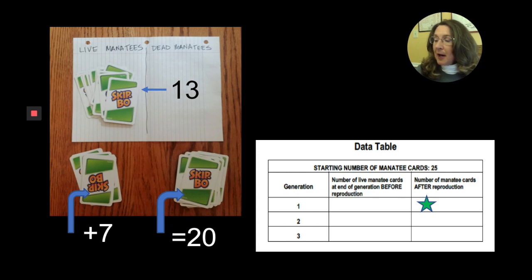Repeat steps 5 through 9 two more times to complete collecting and recording your data. You can pause the video now and come back when you are finished with step 11. You should have finished filling in your data table now.